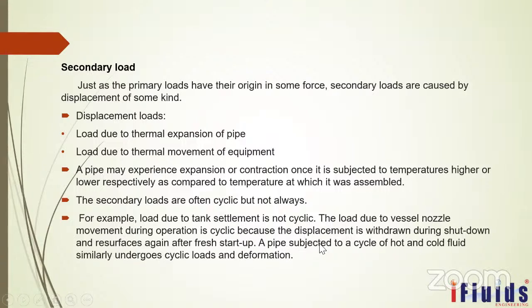A cyclic load means whenever shutdown and startup are happening, whenever a fresh startup and a shutdown are happening, the pipe is subjected to a cycle of hot and cold fluid. This is called cyclic load. So these are the two types of load we have seen under the secondary load. First, we have seen the types of common load, primary and secondary. Under primary, we have seen different types of load subcategories.